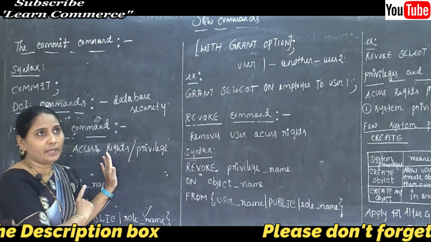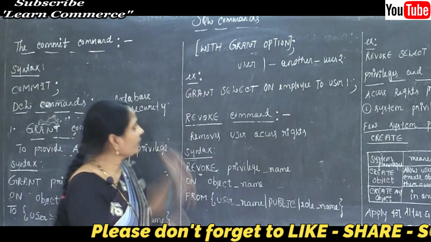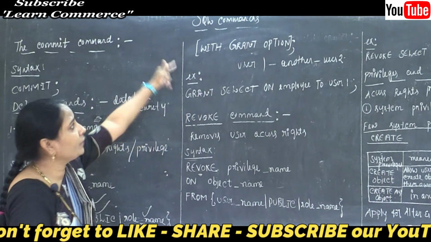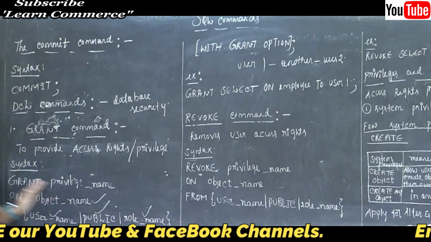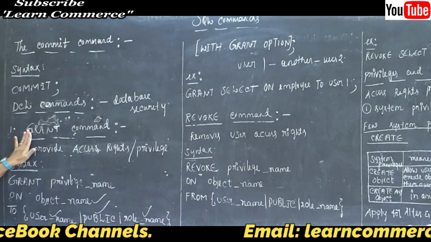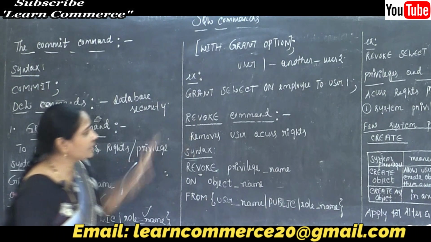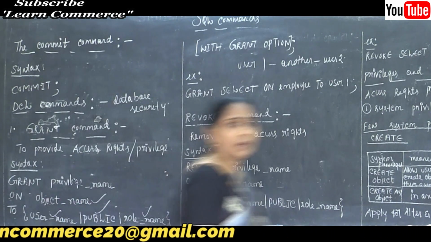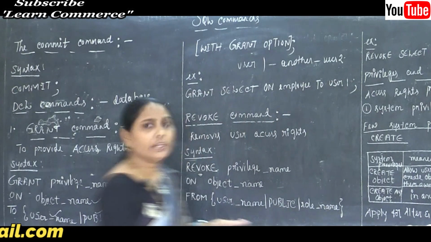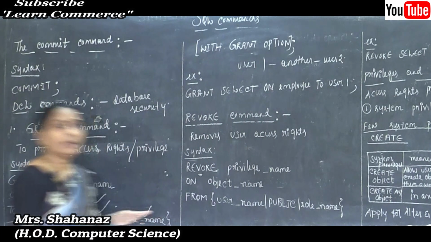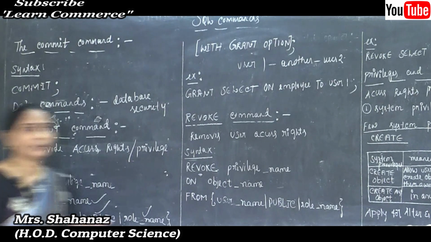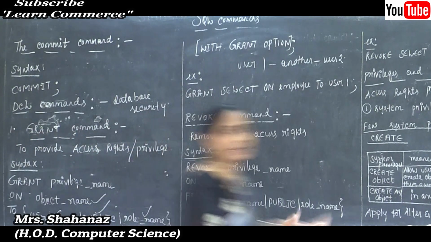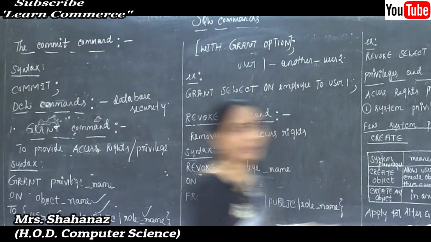Clear the meaning about the grant command with grant option. Okay. Now after completing the grant command, the next thing is the revoke command. We know the meaning of the revoke. The revoke means taking back granted permission from the user. Whatever permission was granted to the user, it is going to take back such permission from the user.